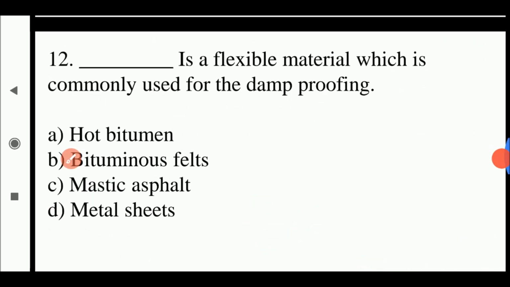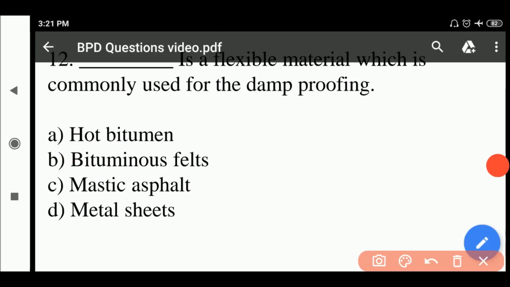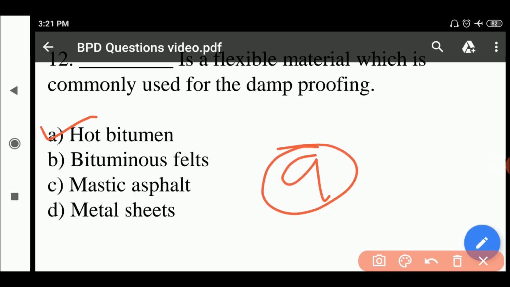Next objective. Dash dash is a flexible material which is commonly used for damp proofing. Option 1, hot bitumen. Second, bituminous felts. Third, mastic asphalt. Fourth, metal sheet. So the correct answer for this question is hot bitumen. That is option A.